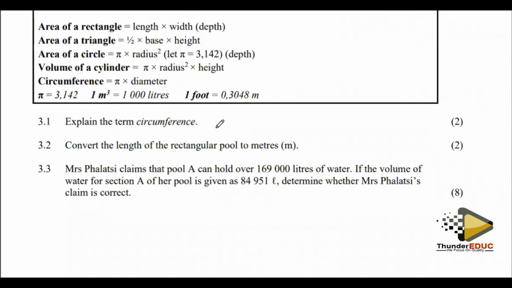Explain the term circumference. When we look at the circumference, we are looking at the total distance around a circular shape. If you move around the center of a football pitch, I mean that place where they put the ball before they start, if you move around, you cover that circle.